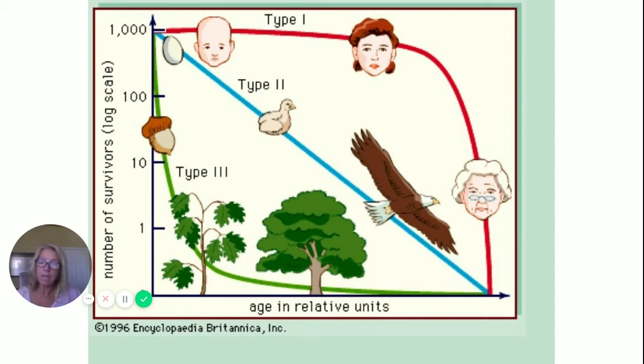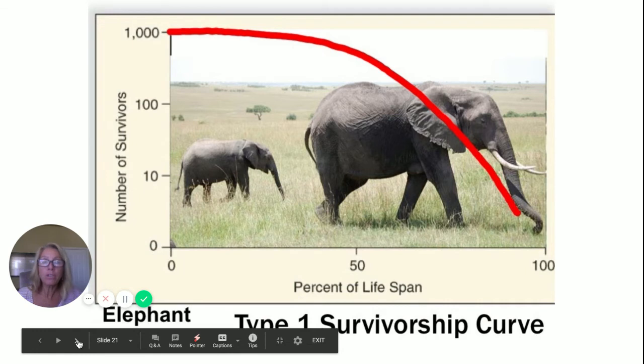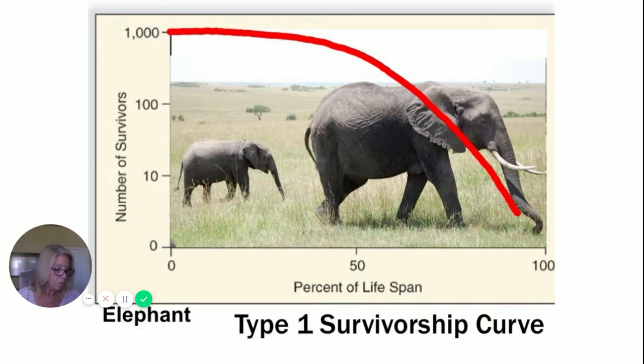So let's break those down in a little more detail. And on your notes, let's start with type 1 survivorship. Let me help you with your notes. On survivorship curves, a cohort is all the members of a population born at the same time. Born at the same time.